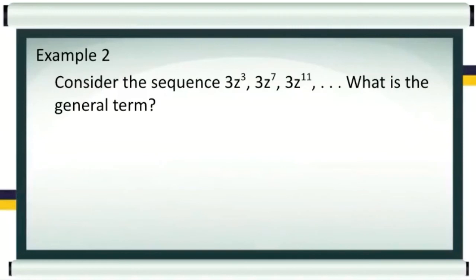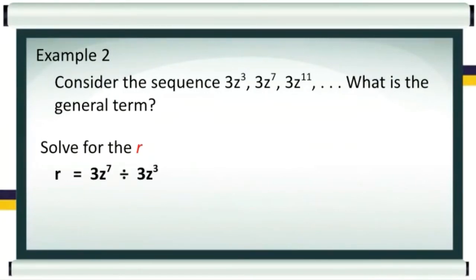Next, example number 2. Consider the sequence 3z cubed, 3z to the power of 7, 3z to the power of 11. What is the general term? Again, first step, we are going to solve for the r. And we can choose either the first or the second term or the third term to divide with its preceding term. So let's choose 3z7 divided by 3z cubed.